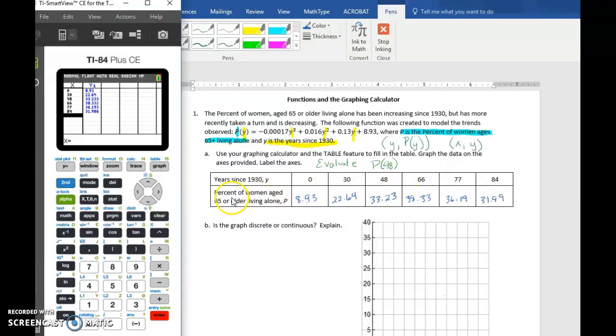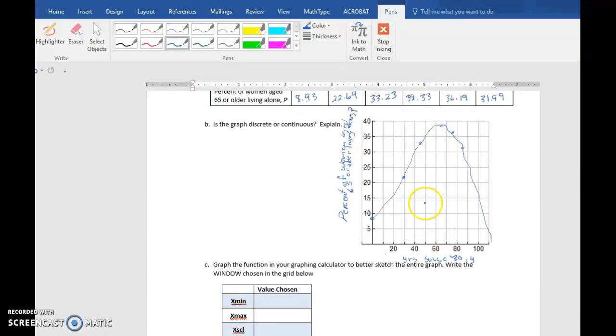And can we break up the percent of women? And that answer is also yes. And so the graph is continuous, which means we're going to connect the points when you graph your function. So go ahead and spend just a minute to graph that. Okay, you have probably a graph, something similar to what I have here.